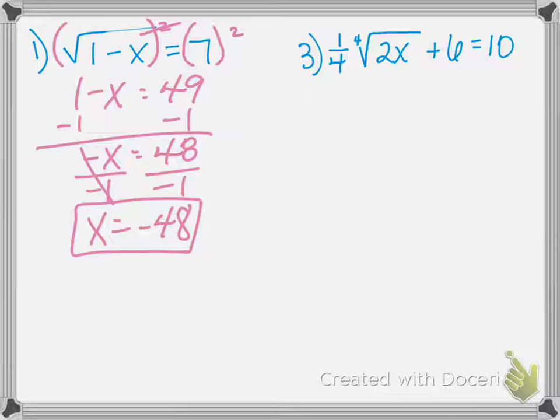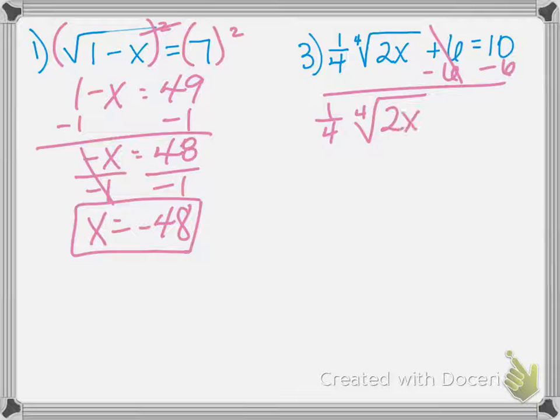It's the same idea, but it's a little bit more complicated. We have more numbers on the outside and inside of our radical. So if you remember the steps that I mentioned, the first thing you need to do is find any sort of adding or subtracting and get rid of it. So I have a plus 6 on the outside of my radical, so I'm going to subtract 6 on both sides, cancels out, and I'm left with 1/4 times the 4th root of 2x equaling 4.